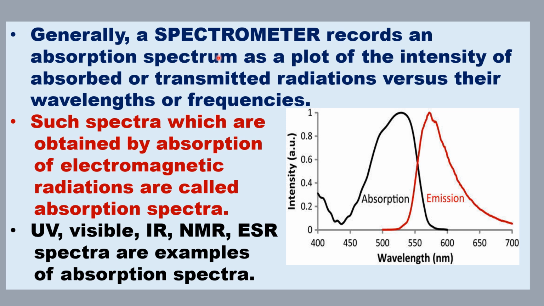A spectrometer records an absorption spectrum as a plot of the intensity of light absorbed versus their wavelengths or frequencies applied. Such spectra, obtained by absorption of electromagnetic radiations to induce transitions from lower levels to higher levels, are called absorption spectra. What are examples of absorption spectra? UV visible, IR, NMR, ESR spectra are well-known examples of absorption spectroscopy.